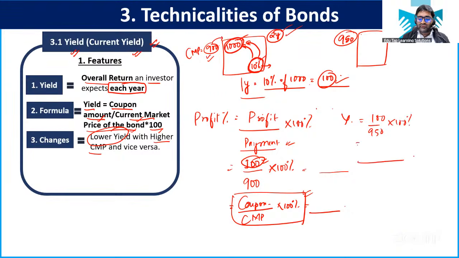Now what is this value? Can you just quickly tell me? 100 is the coupon payment, isn't it? 950 is the price, the market price has changed. So what will happen to this particular current yield? Please tell me the answer for this, how much it is.